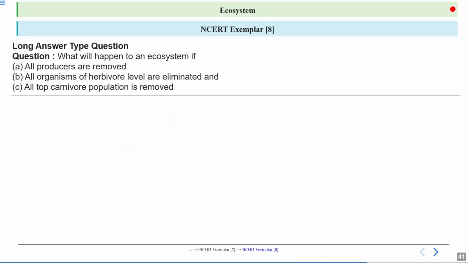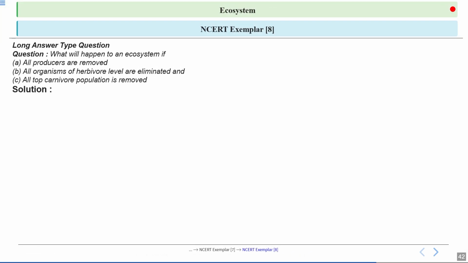Now we have long answer type questions. The question is, what will happen to an ecosystem if all producers are removed, all organisms of herbivore level are eliminated, and all top carnivores population is removed? So what will happen to the ecosystem? Let's have a look at the answer.